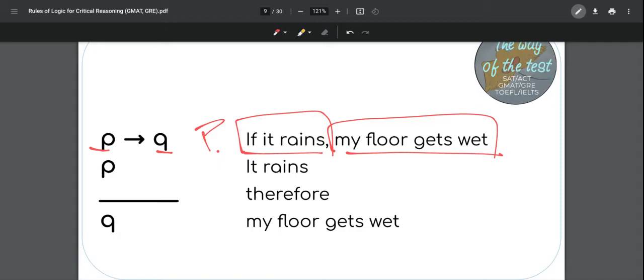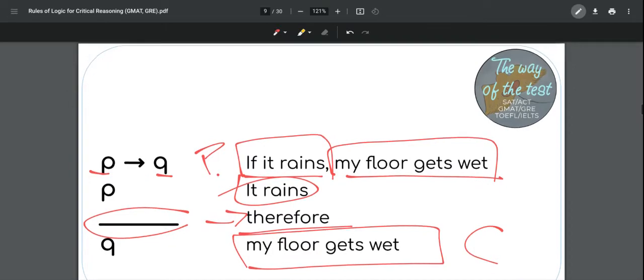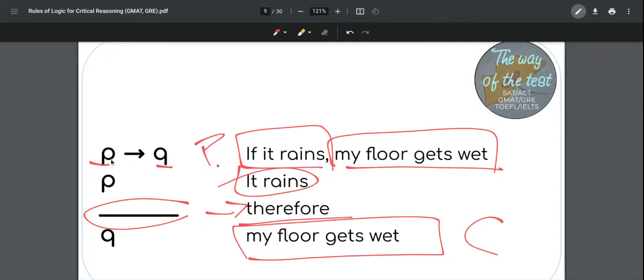Then I have my second premise. It rains. So it actually rains. Let's say it's actually raining right now. And then this is going to symbolize my conclusion. Therefore, and this is the conclusion, my floor gets wet. This is what we mean by modus ponens, and this is a completely correct logical reasoning and logical way to get the answer, right? So if the first causes the second one and you have that the cause occurs, then the consequence has to occur, okay?